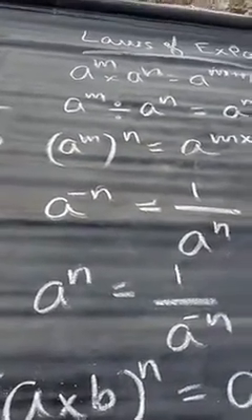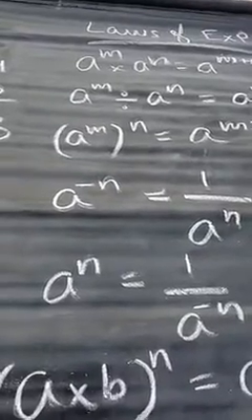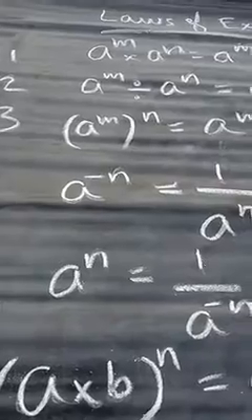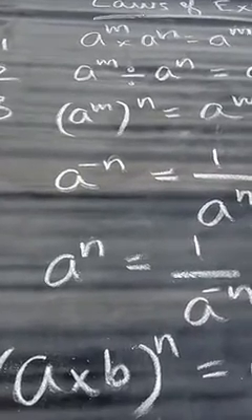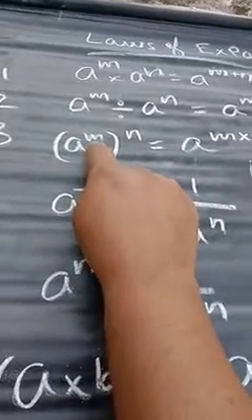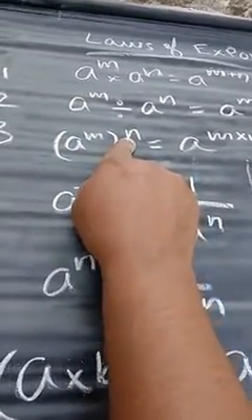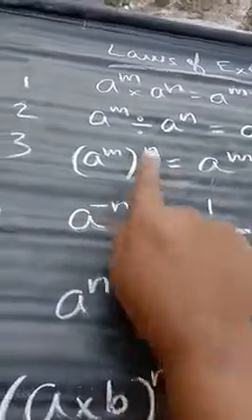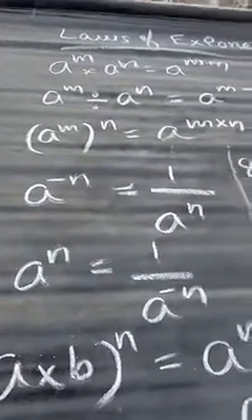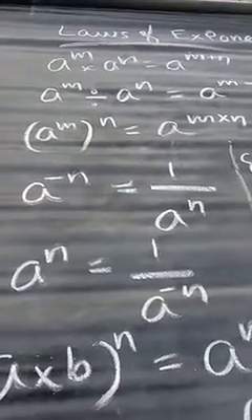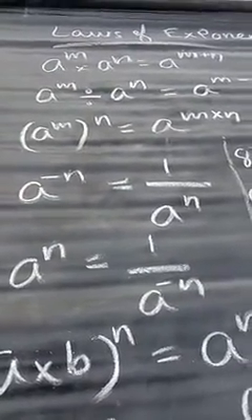And third one is known as power law or power rule, that is power of a power, a raised to m the whole raised to n. m here is the power of the base a, again one more power is there, that is n. a raised to m the whole raised to n is a raised to m into n. Power of a power means we can multiply the powers.